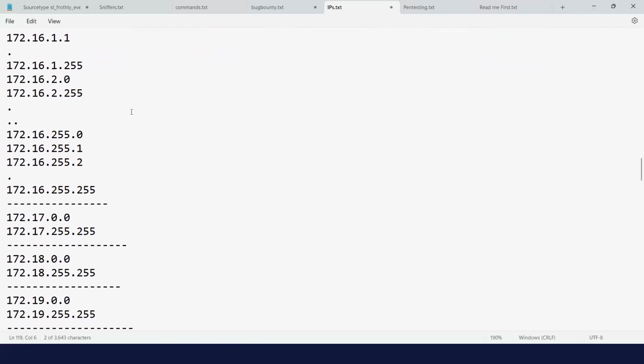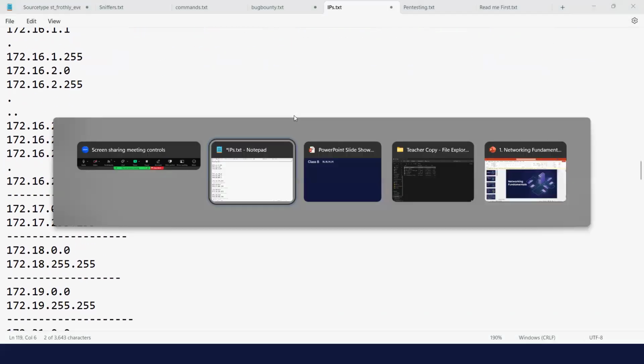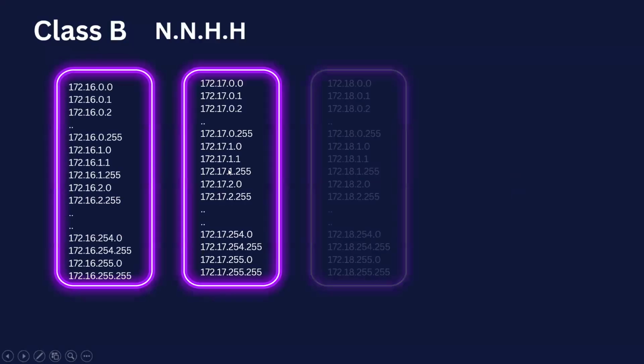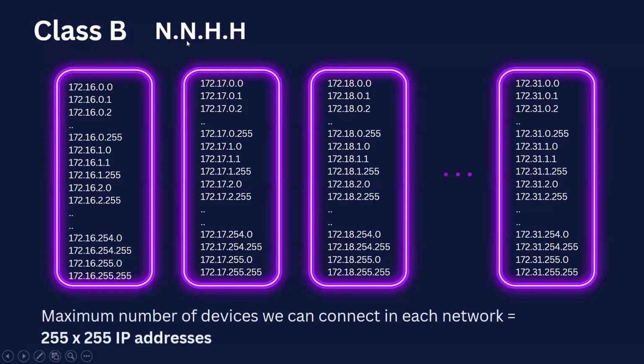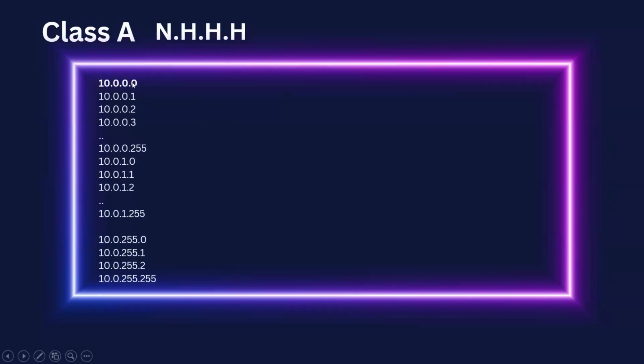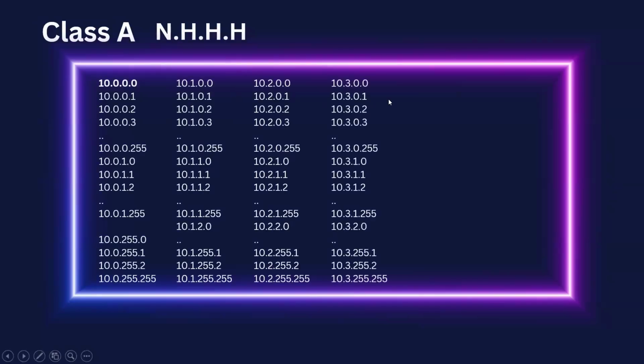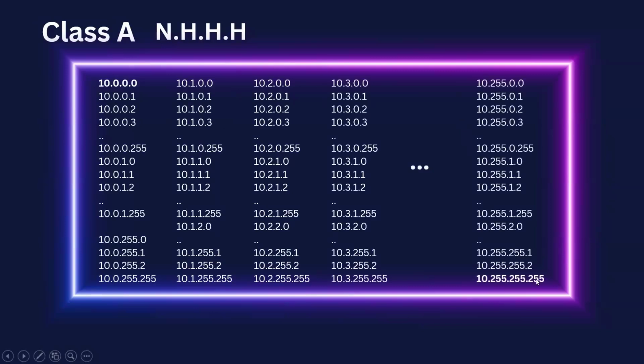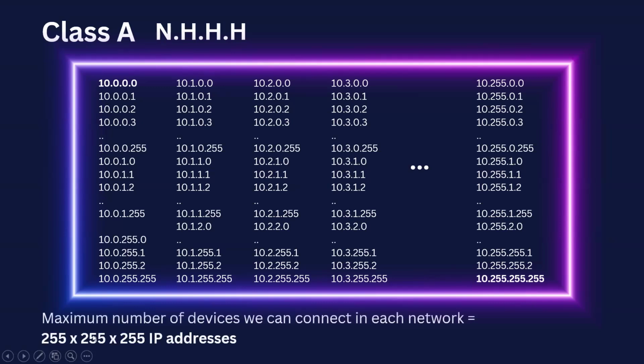And finally, when we come to class A, the largest of all, in class A you have one network portion and three host portions. So all the IPs from 10.0.0.0 up to 10.255.255.255 belong to one singular network itself, the largest network. And in this one singular network, since there are three host portions, you can connect a maximum of 255 into 255 into 255 IPs. That's much larger.